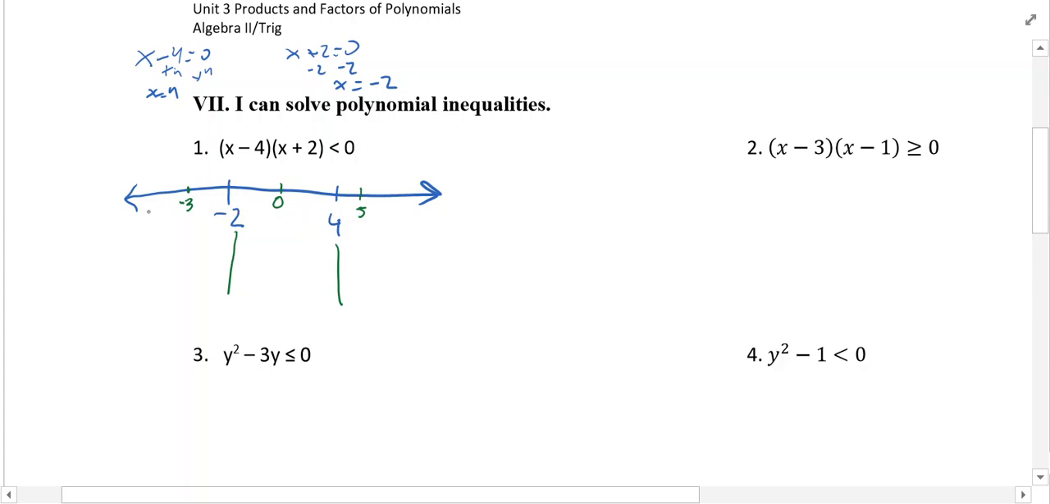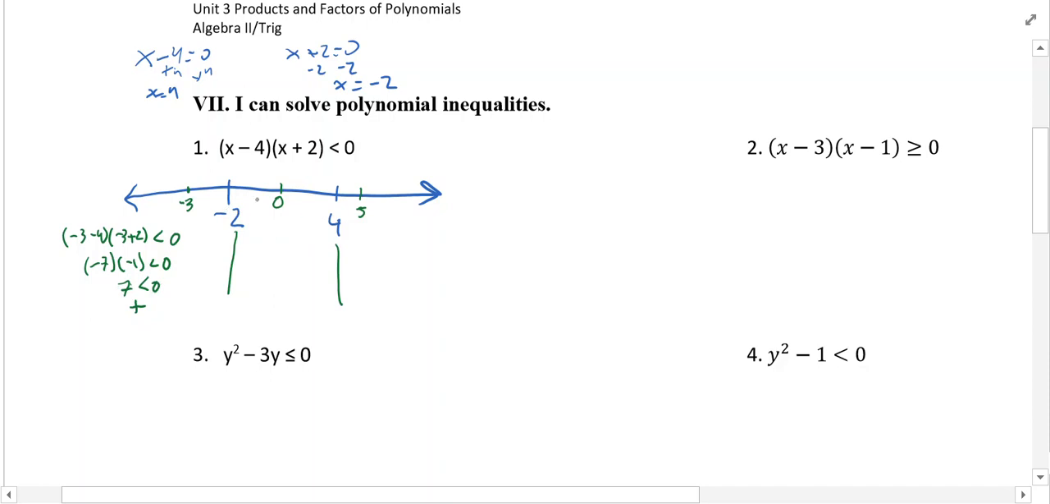Then we plug negative 3 into this inequality and simplify. That looks like negative 3 minus 4, times negative 3 plus 2, is less than 0. Negative 3 minus 4 gives us negative 7, and negative 3 plus 2 gives us negative 1. When I multiply those together, I get 7 is less than 0. So anything to the left of negative 2 results in a positive answer, because positive 7 is not less than 0.